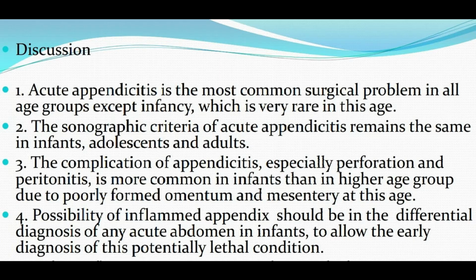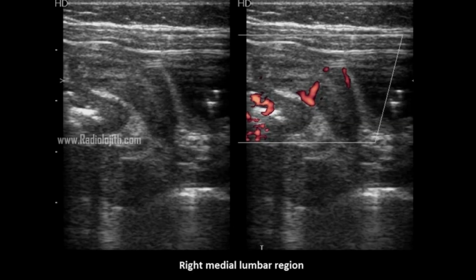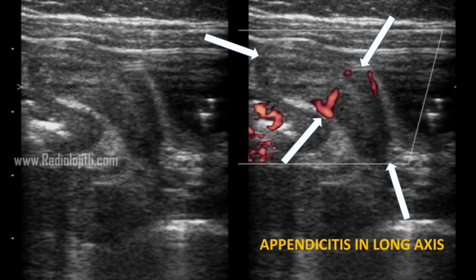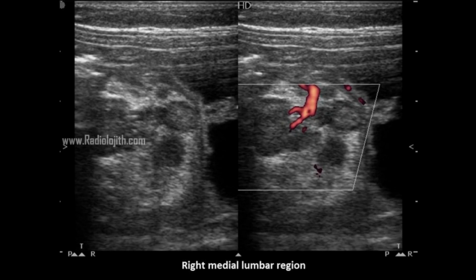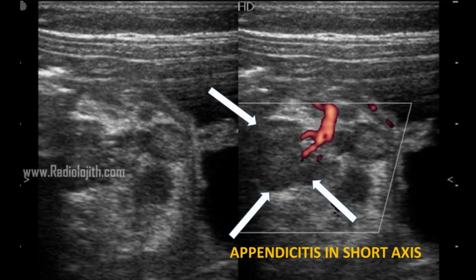Acute appendicitis is the most common surgical problem in all age groups except infancy, in which it is very, very rare. But the sonographic criteria of acute appendicitis remain the same, meaning more than 6 mm in thickness is the finding, in infants, adolescents and adults. The complications of appendicitis, especially perforation and peritonitis, are more common in infants than in higher age groups due to poorly formed omentum and mesentery at this age.